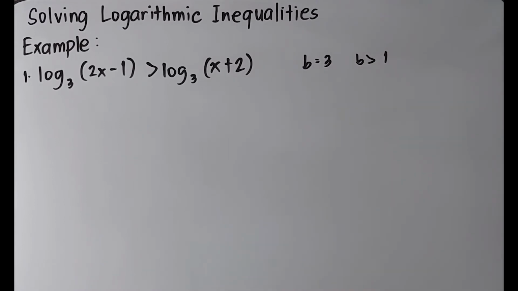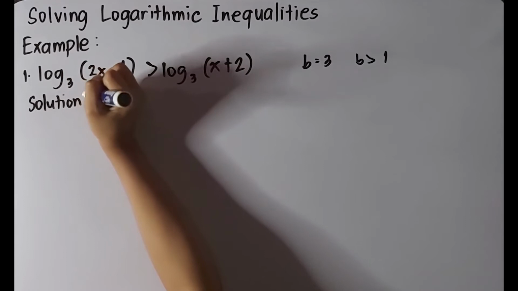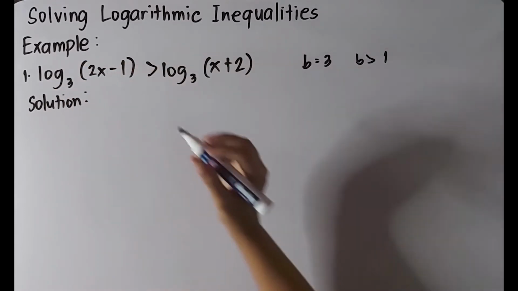Then we will follow the second property: if b is greater than 1, then x sub 1 is greater than x sub 2 if and only if log base b of x sub 1 is greater than log base b of x sub 2. So they have the same symbol. Now for our solution, the first step is to make sure that the logarithms are defined.